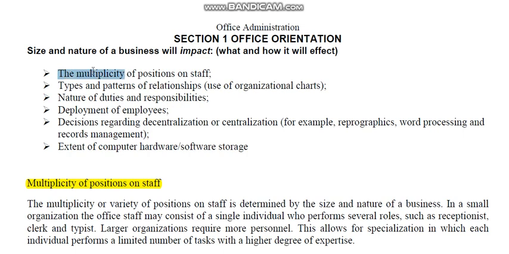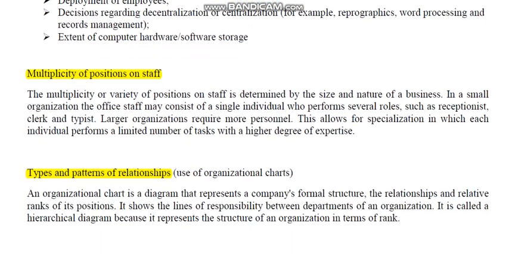Firstly, the multiplicity of positions on staff, the type and pattern of relationship, nature of duties and responsibilities, deployment of employees, decisions regarding decentralization or centralization, and extent of computer hardware or software storage. So these are the general areas that the size and nature will have an impact on. Let's go into a brief summary of each of these areas.